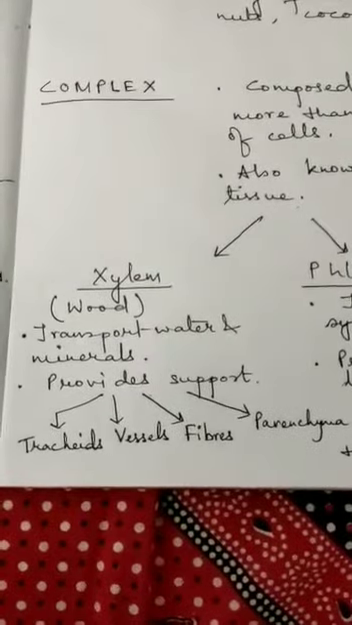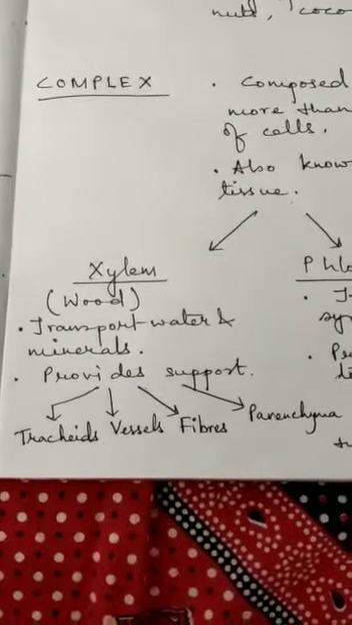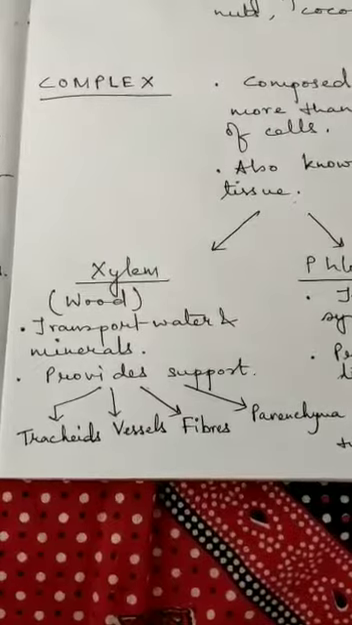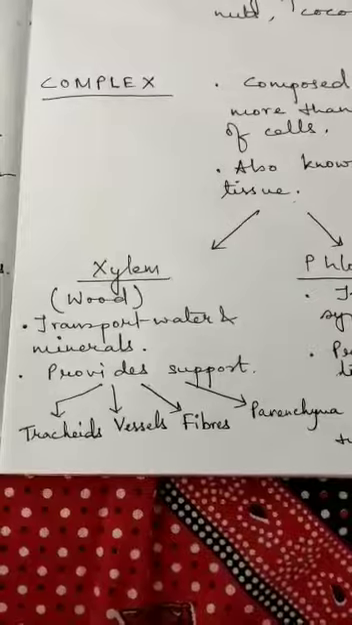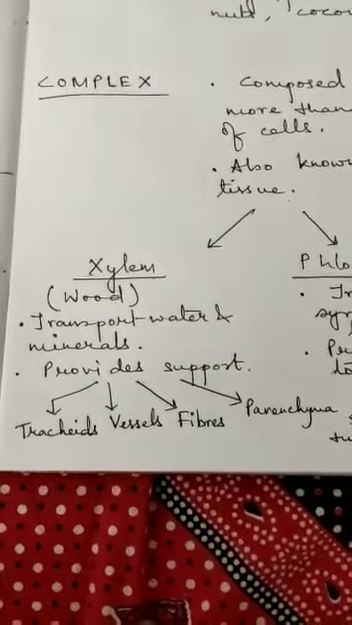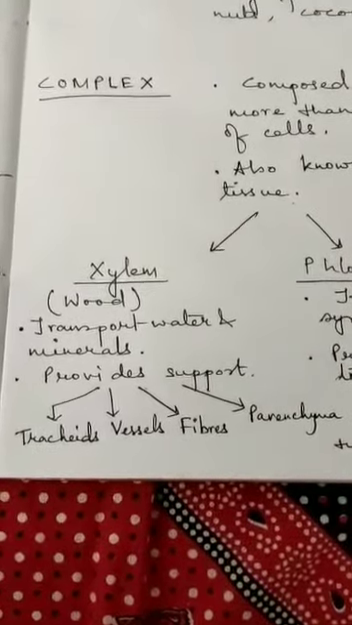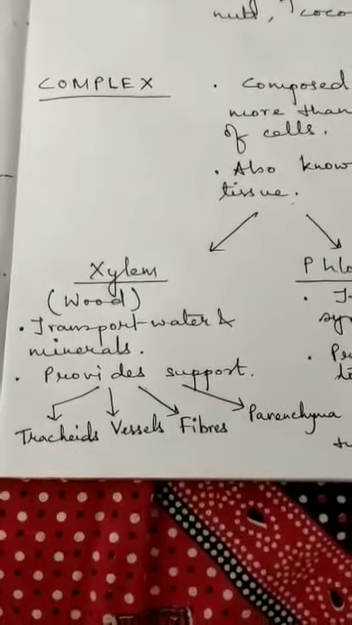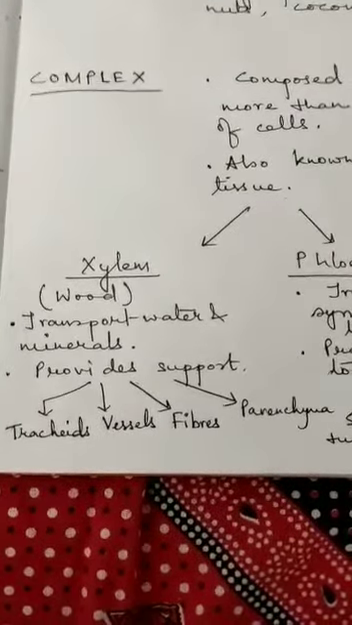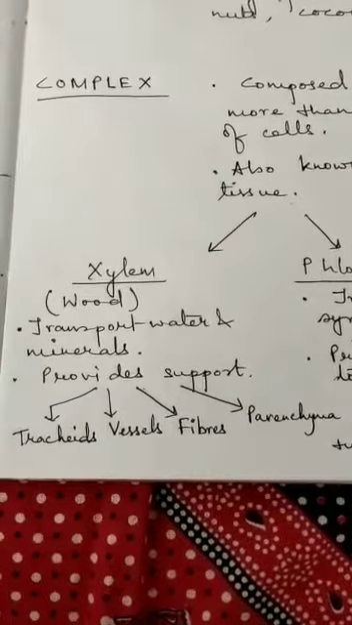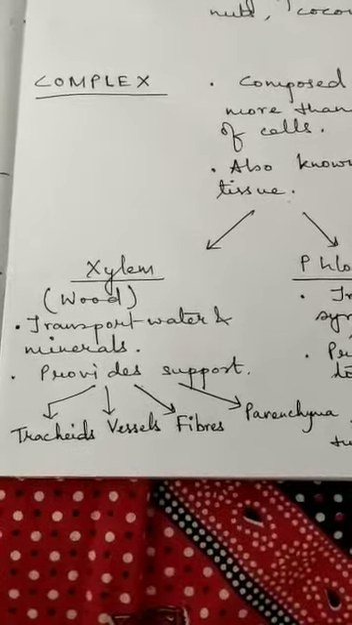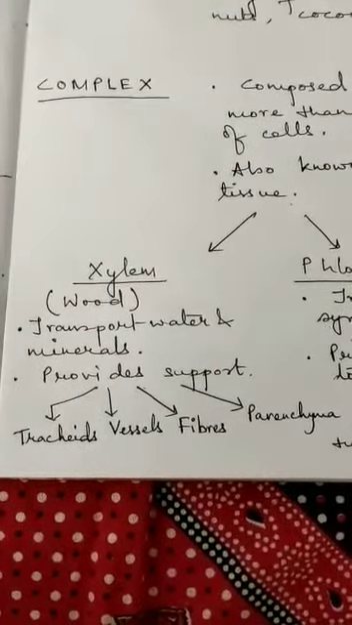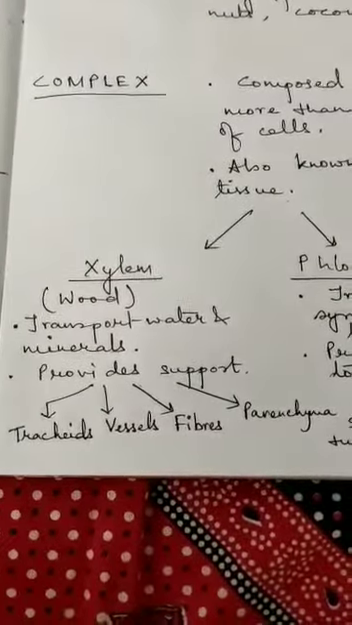As you can see, xylem can also be called the wood of the plant, and it is concerned with transport of water and minerals, and also because it is the wood of the plant, it definitely provides support to the plant body. Now, xylem can be of four types: tracheids, vessels, fibers, parenchyma. So, these four components of xylem you have to learn.